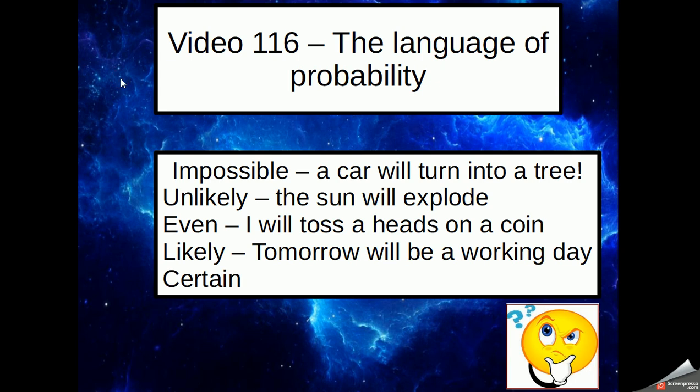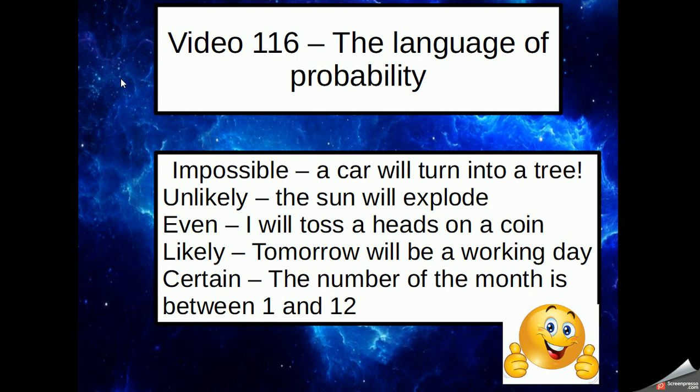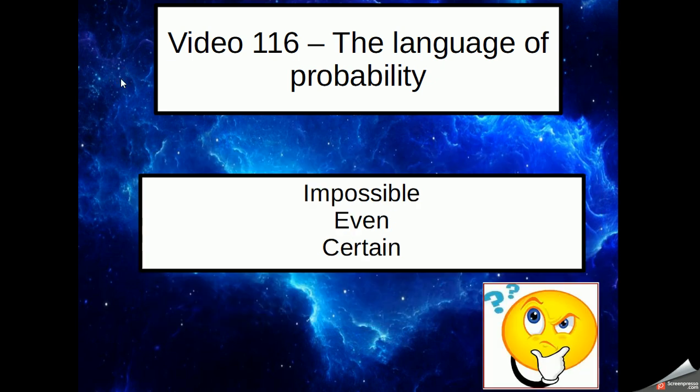And then finally, certain represents the fact that it will happen. So the number of the month is between 1 and 12. Well, there are only 12 months from 1 to 12, so it has to be, it's certain. And we represent that with the number 1.